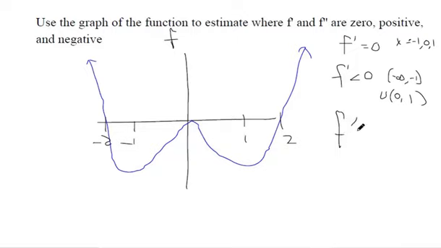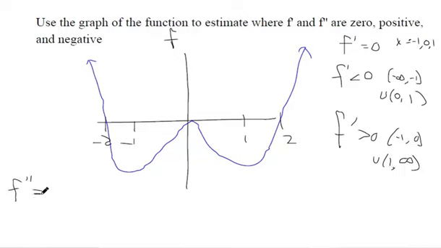Whereas the first derivative positive, that's just going to be pretty much the opposite, right? So it's positive between negative 1 and 0, and then union 1 to infinity.